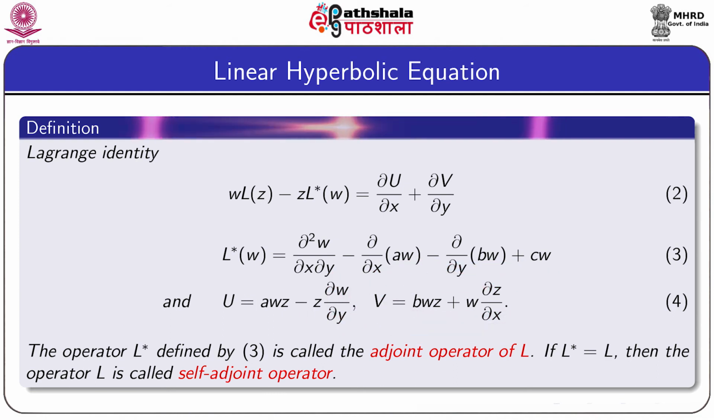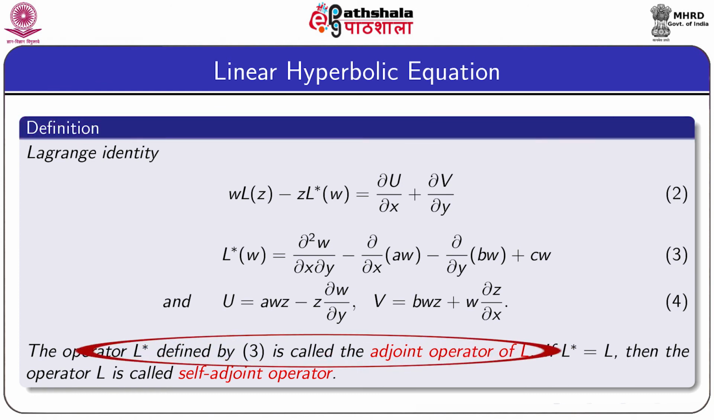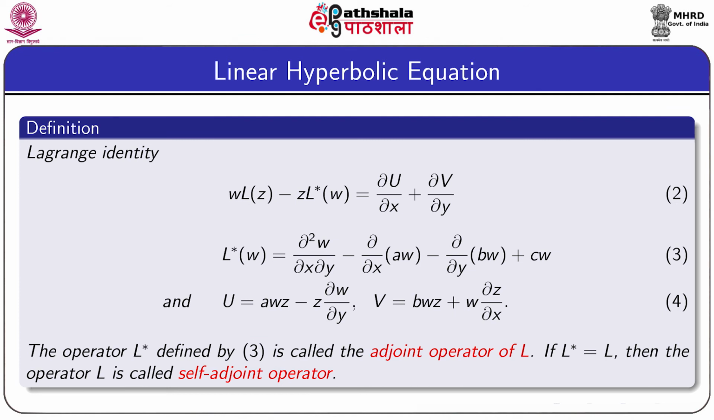The relation which is written in equation number 2 is called the Lagrange identity, and the operator L*, which is defined in equation number 3, is called the adjoint operator of L. If these two operators are equal, that is L* equals L, then the operator L is called self adjoint.